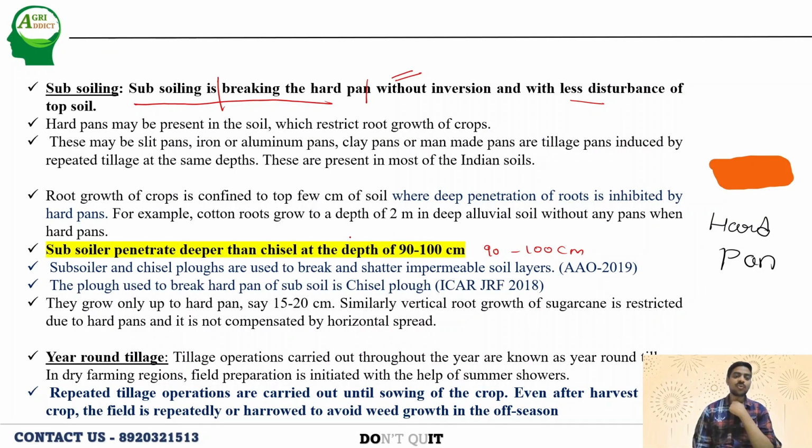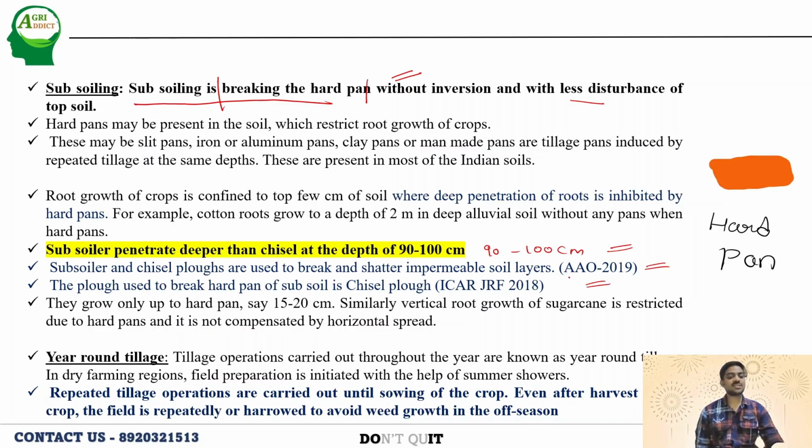And next, talking about the implements which we are using for this particular subsoiling. See, for the subsoiling operation, we are going for the subsoiler and the chisel plow. Both implements, I will be showing their pictures as well in the next slide. See, we are using these two implements. And from the exam point of view, the three statements which are mentioned are very important. They have also been asked in previous exams. The subsoiler can penetrate deeper than the chisel plow. Why? I can explain in the next slide by showing the picture.